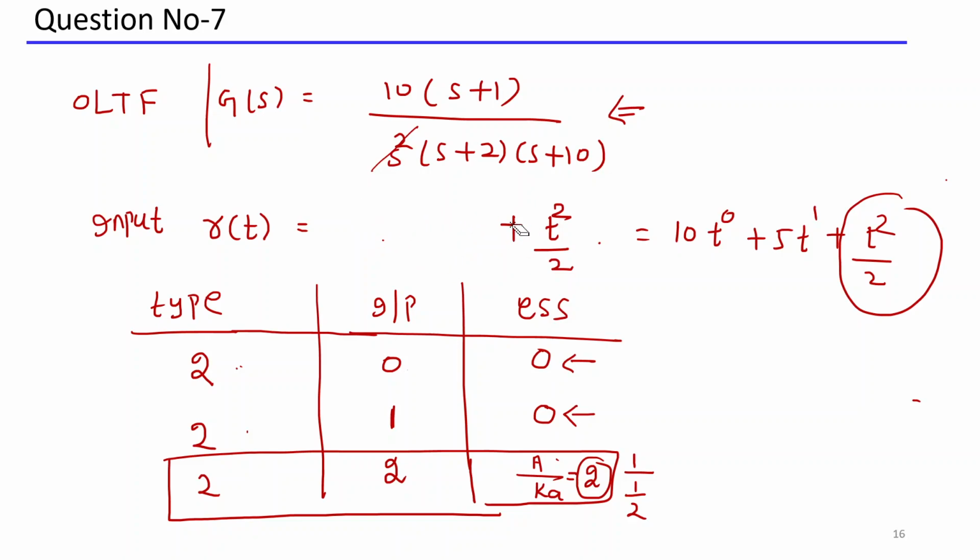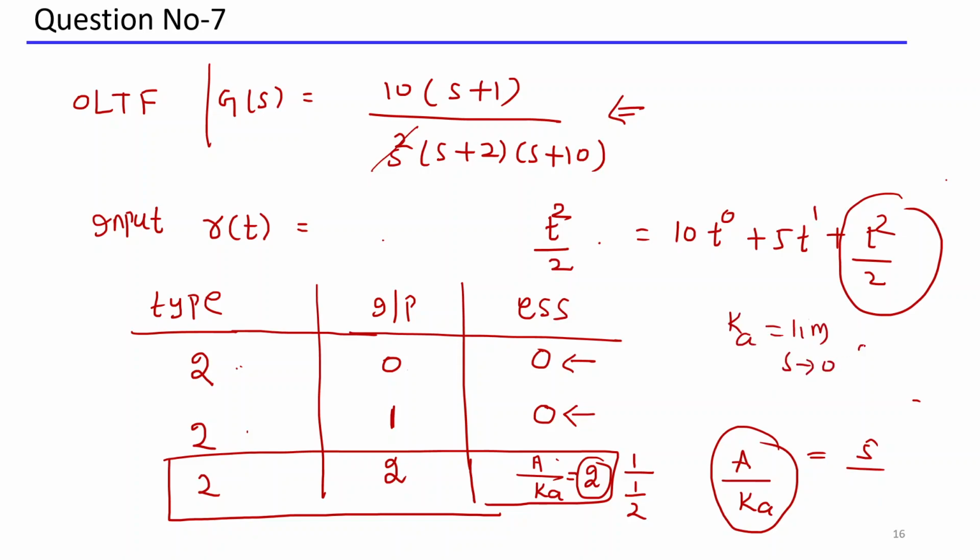Now forget these. Only t square by 2 remains. I know this is a type 2 system. For a type 2 system with a parabolic input, the steady state error, as derived in class, is A divided by Ka, where K is called the acceleration error constant. The standard input is A times t square by 2. Here A is 1 because t square by 2 is given. If it were 5t square by 2, you would put A equal to 5.